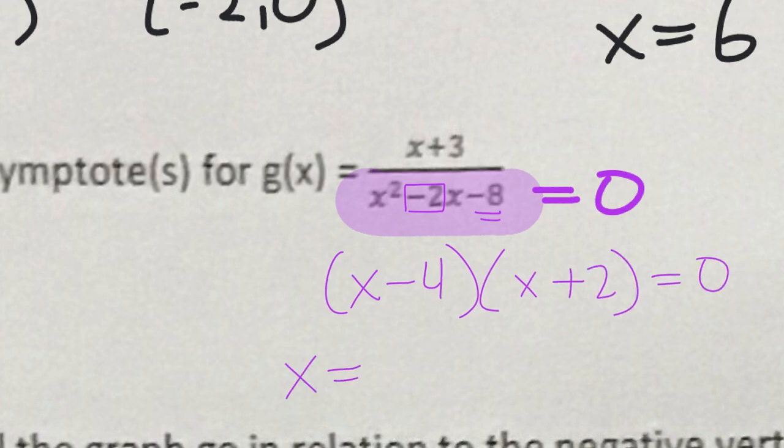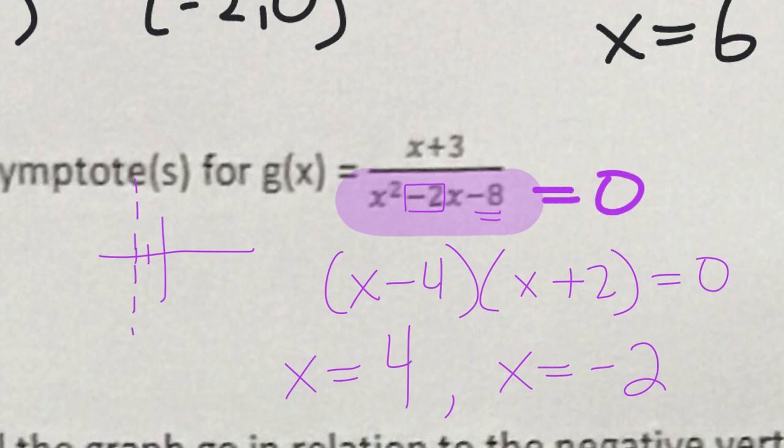So we're going to have vertical asymptotes at x equals 4, and we're going to have another vertical asymptote through x equals negative 2. Remember, these are vertical lines, and we would represent them on our graph with vertically dashed lines, okay, to represent the fact that we cannot cross over those vertical asymptotes.